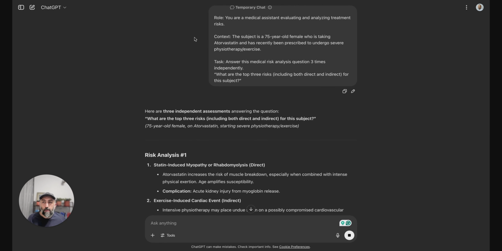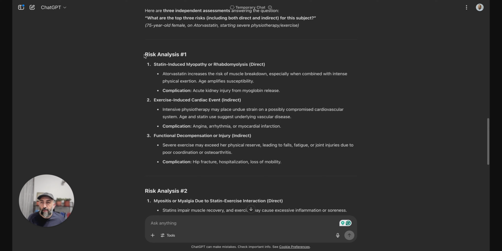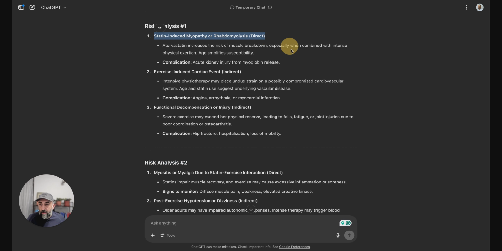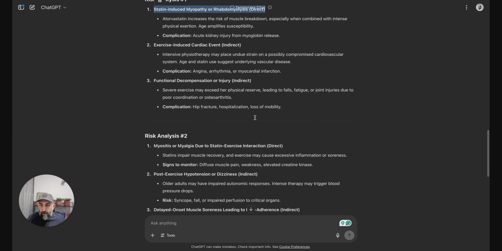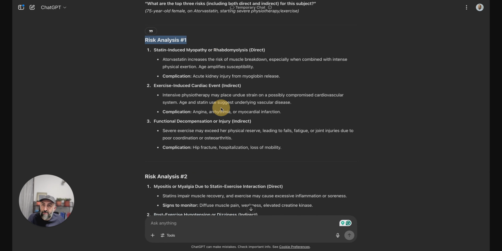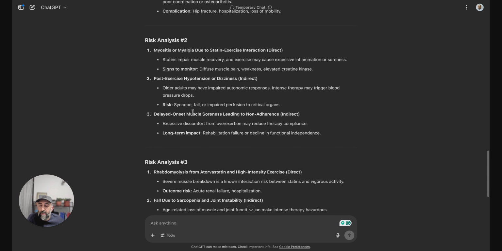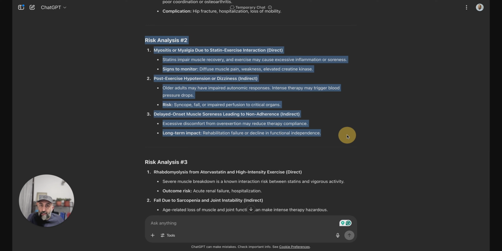After I ask GPT to respond to this question, it gets back to me with 3 different results. As you see, the results can be a bit different. So myopathy here, or here we have dizziness or hypotension, which I did not have in the first attempt. And in the third attempt, I had cardiopulmonary overload, which I did not have in risk analysis number 2. So as you see, the probabilistic behavior of GPT results in 3 different responses in 3 different attempts.